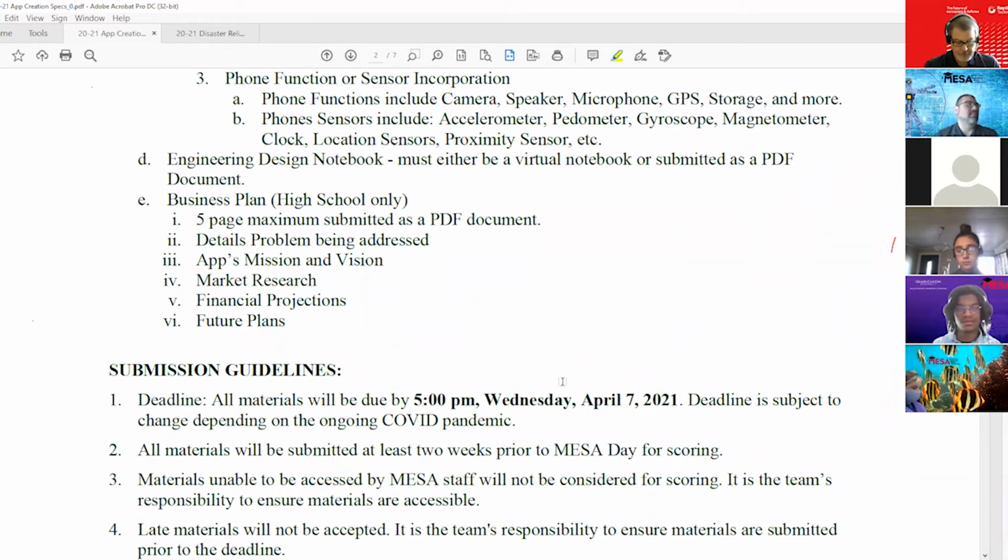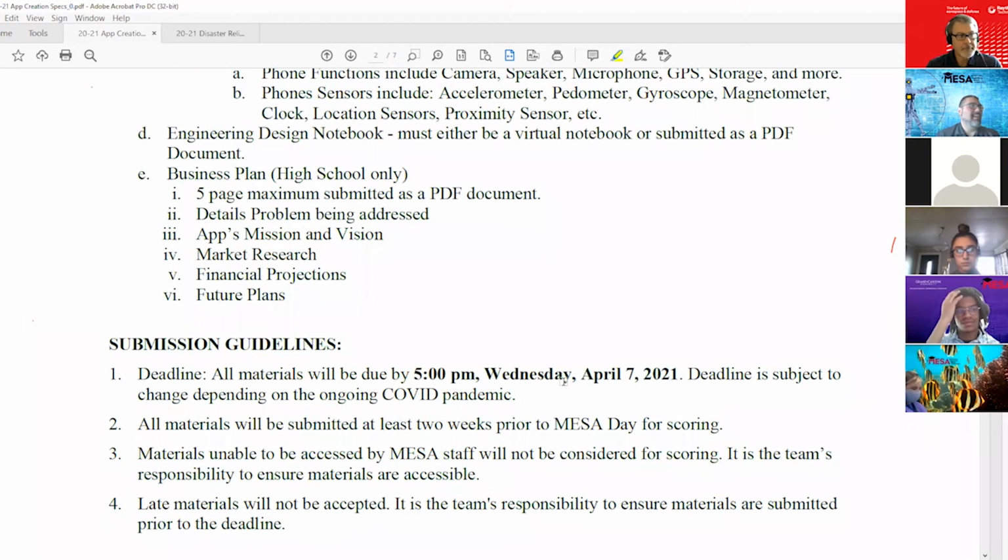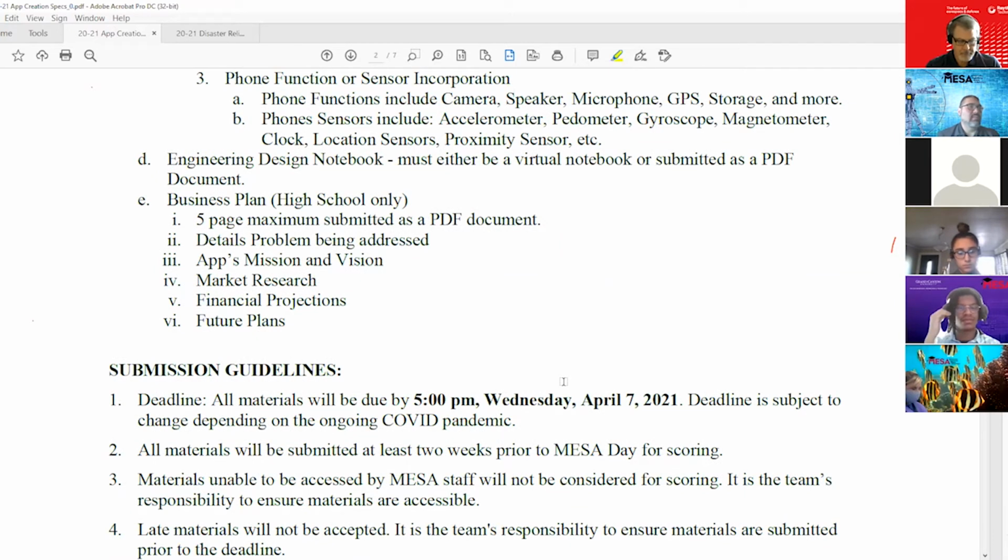All right, now here's the even more boring stuff from the specs, the guidelines, submission. Right now, the deadline is April 7th. That is likely to change. What we're hearing from a lot of folks is they're really going to need more time to work on these projects. So we're probably going to be pushing MESA Day back a little bit further, which means these deadlines will push back later into April. It might be closer to the late middle to end of April when the deadlines will shift. As those decisions get finalized, we will share that information with you all, because we want you to have as much time as possible to do these.